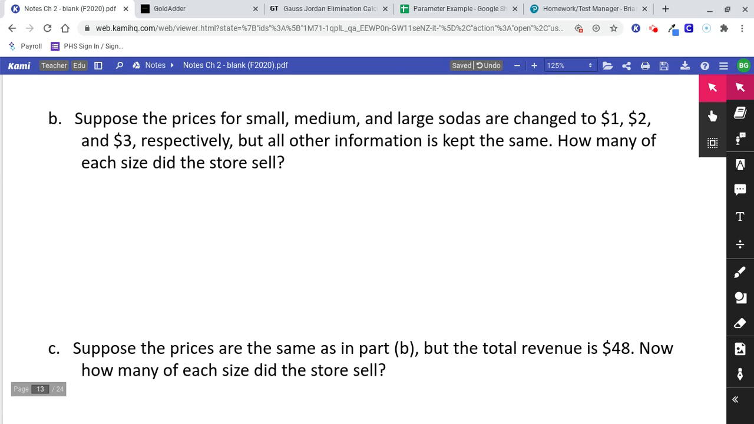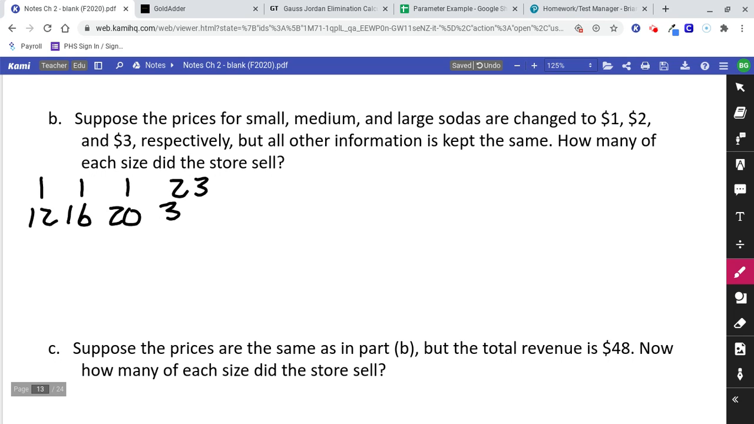Part B says, suppose the prices for small, medium, and large are changed to $1, $2, and $3, but everything else is kept the same. So if everything else is the same, let's look at what that matrix would be. The augmented matrix, remember, was 1, 1, 1, 23, and 12, 16, 20, 376. And it had a total of, what was it, 2845?